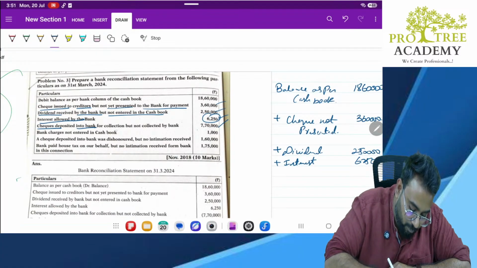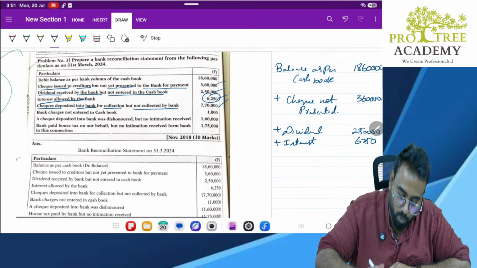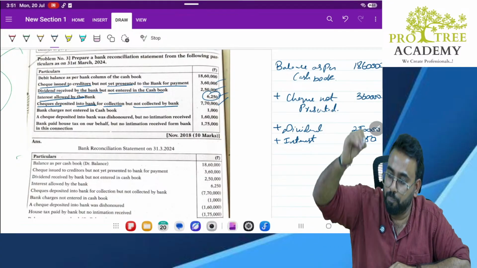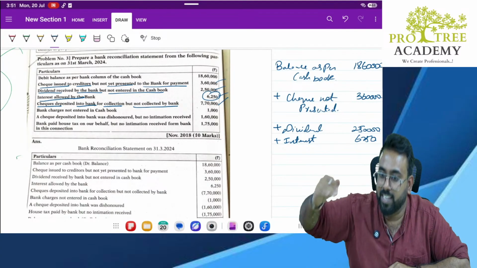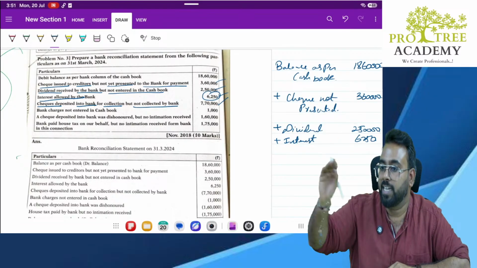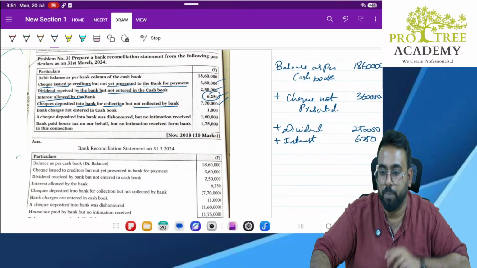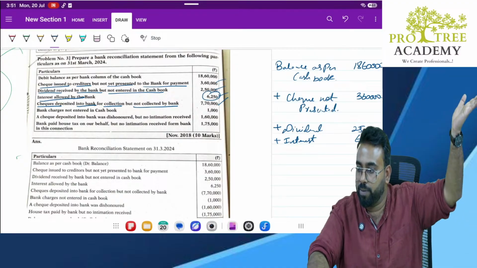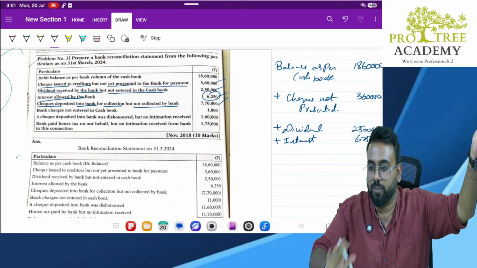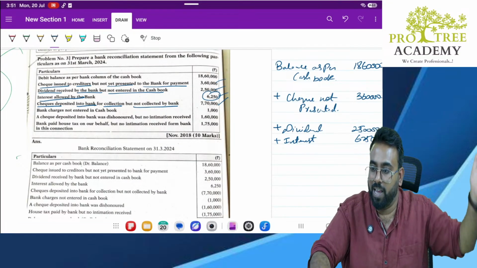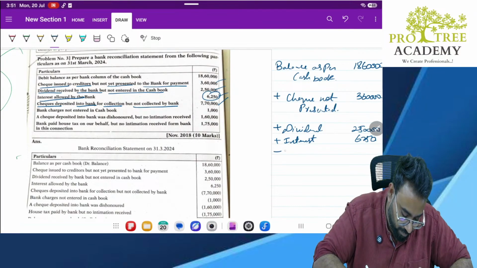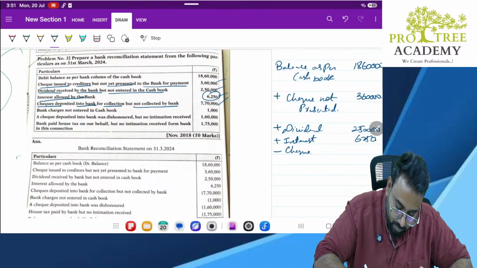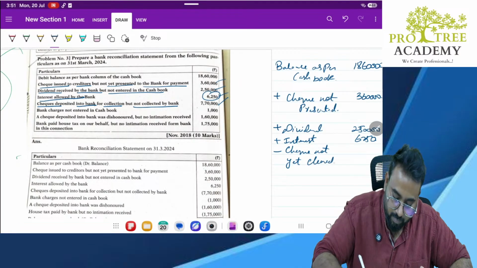Checks deposited in the bank for collection but not collected by the bank. The moment a check is deposited, we will pass an entry in the cash book and increase the cash balance. Correct or no? But will the bank increase the cash balance like that? No. Till the check gets cleared, the balance has not gone up. But our cash book balance has already gone up. But is it correct? We are following the bank. Correct or no? So whatever balance has gone up, we have to reduce it. Minus. Correct. How much?